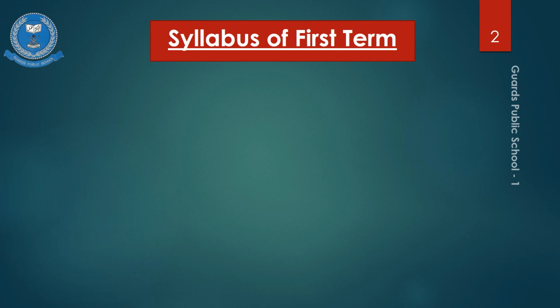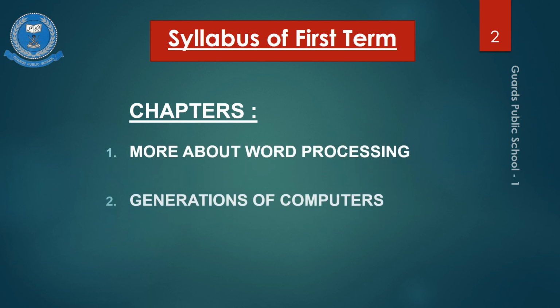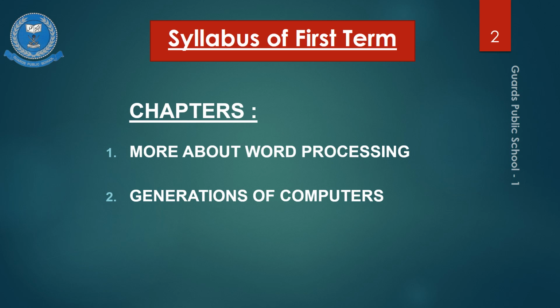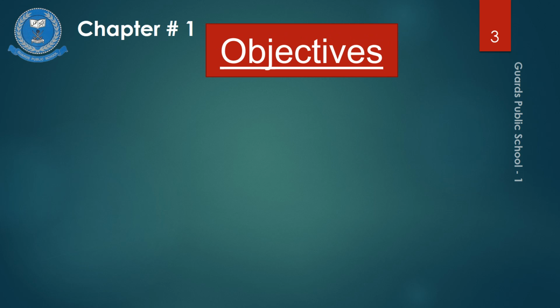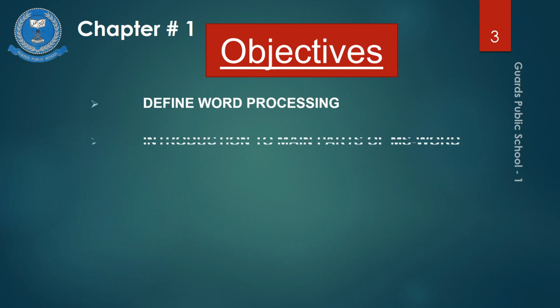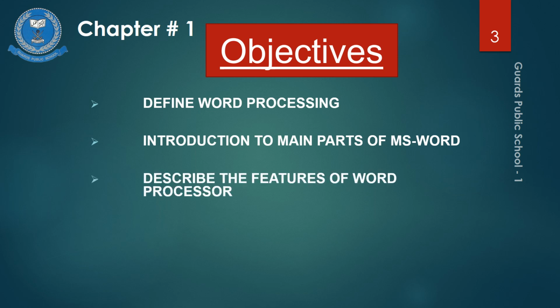Syllabus included in first term 2020. Chapter number 1, more about word processing. Chapter number 2, generation of computer. Objectives we will cover in the first chapter are: define word processing, introduction to main parts of MS Word, describe the features of word processor, using areas of word processing, and WizByte.